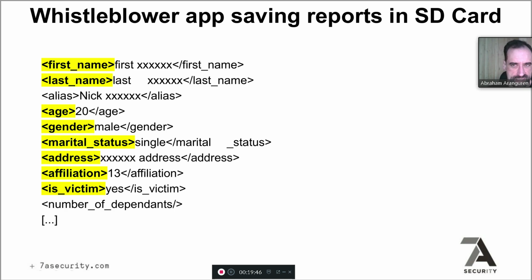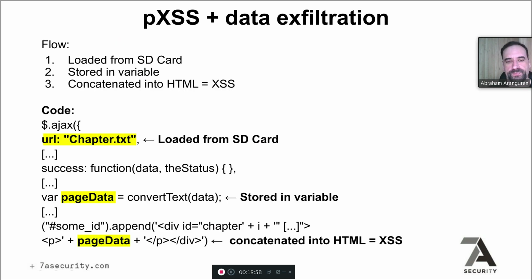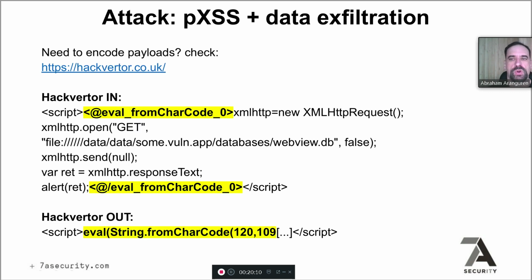So this was all the data that we're gathering with that. And now this is another scenario with text files. So in principle, looks not harmful, right? Loaded from the SD card. So this is loading a chapter from the SD card, then this is stored in a variable, and then the variable is concatenated into HTML, resulting in XSS, right? So using Hackvertor, which you can use in a browser. This is by Gareth Heyes, a friend of mine. He works for Burp now, so there's also a Burp extension for it.